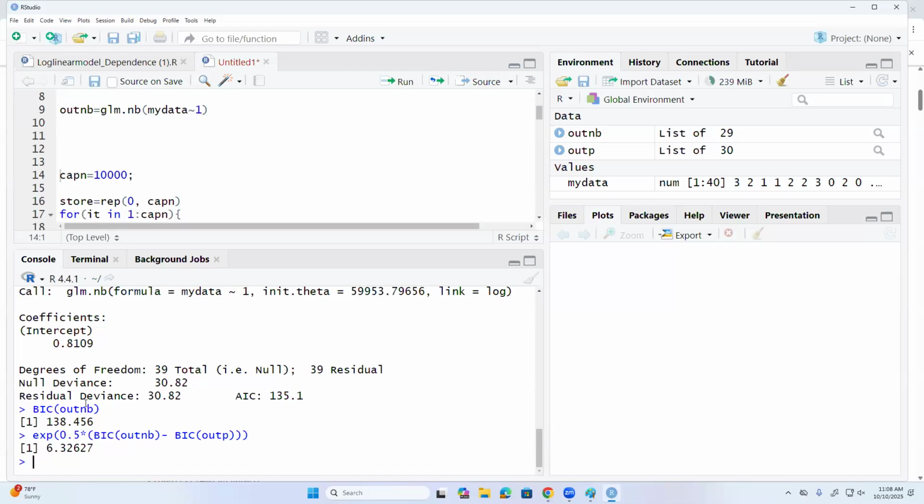Another comment is that here we are favoring the Poisson model over the negative binomial model, but that does not mean the Poisson model is the best model for this data because we compared only 2 models. Maybe if you fit another model, that would be better than the Poisson model. So for comparison of 2 models, Poisson is the better.